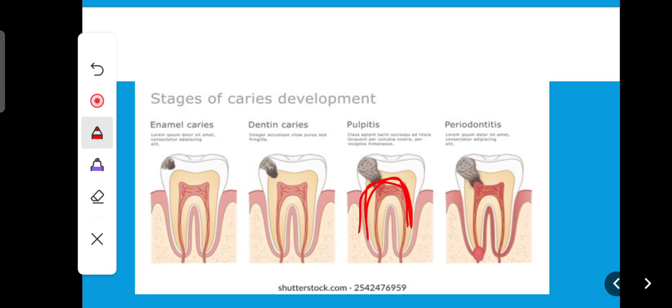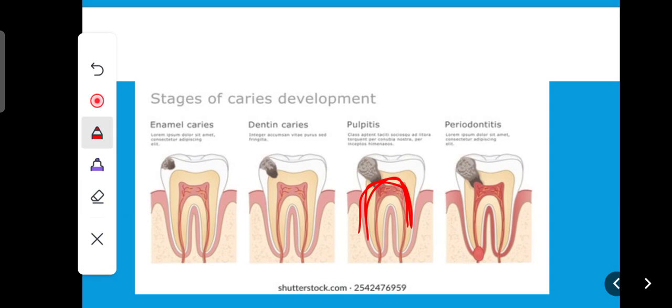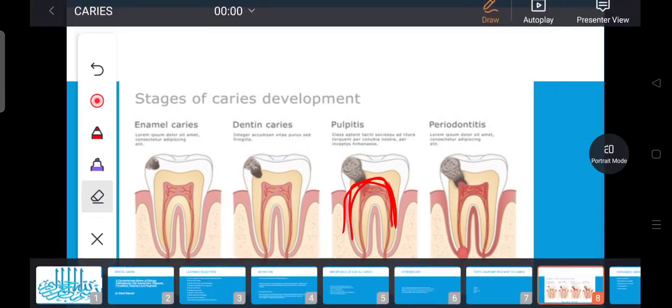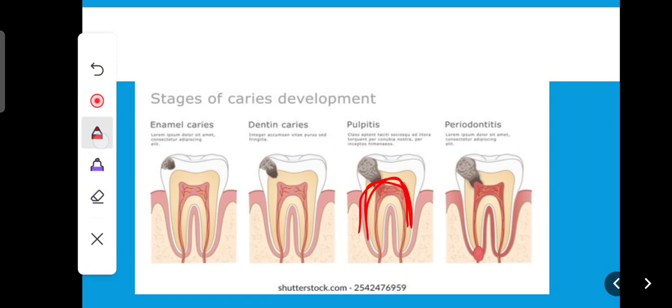Now, first of all, the caries starts with enamel, this white portion. Then it proceeds to dentine if untreated. Now this is the pulp. The pulp has all the blood vessels and nerve tissue. When it reaches the pulp, the pain is unbearable.